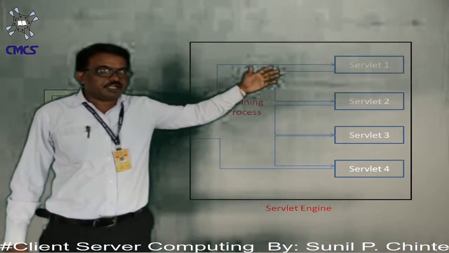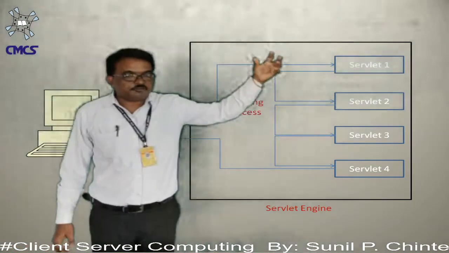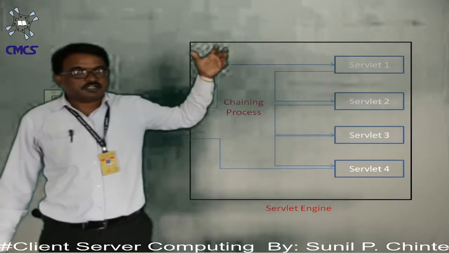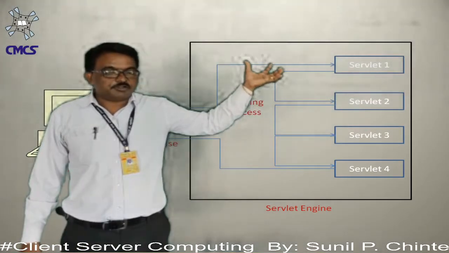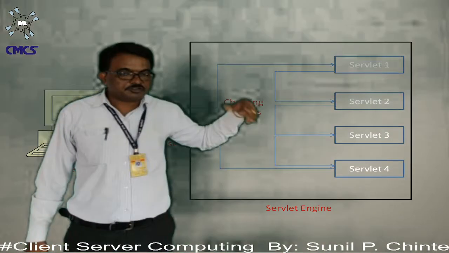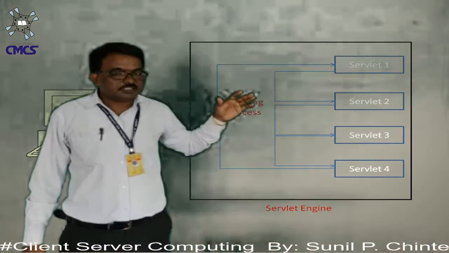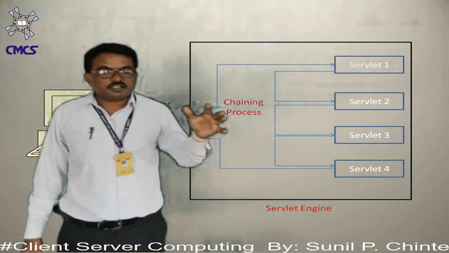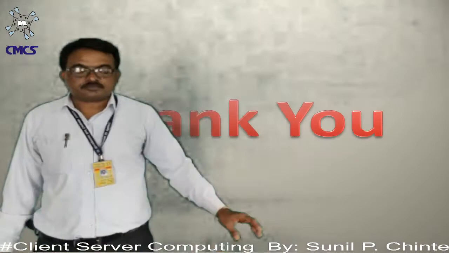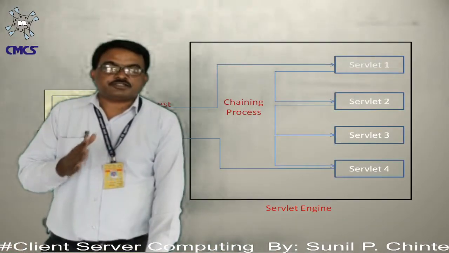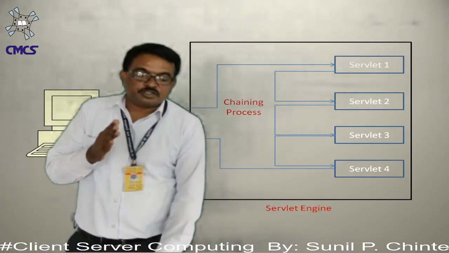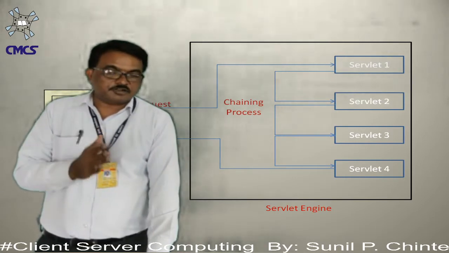Whatever request the client has sent, who will process it? The first servlet will process it. After processing the request, it will generate the output, and this output is given as an input to the next servlet. This process will continue till the last servlet returns the response to the client. So this is all about servlet chaining. In today's session we discussed server side includes.